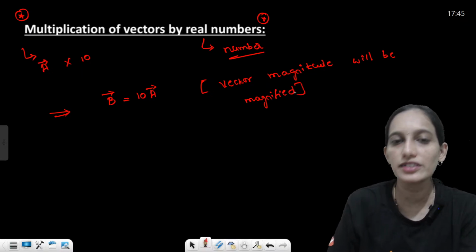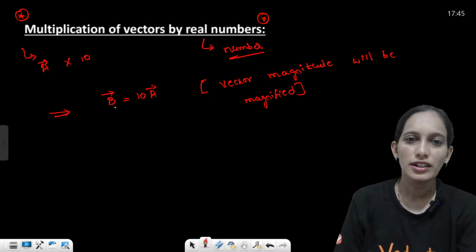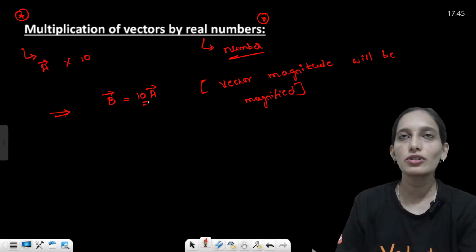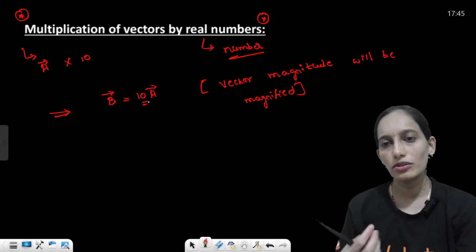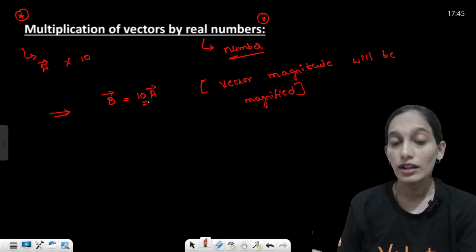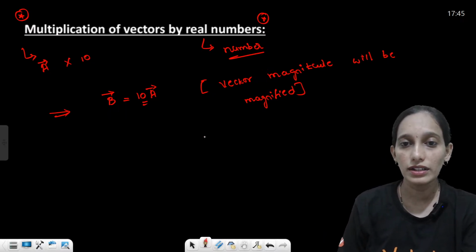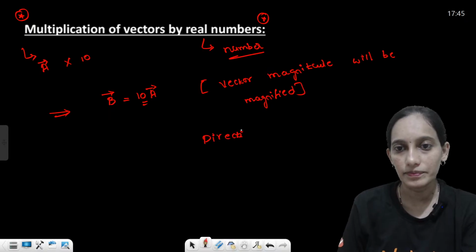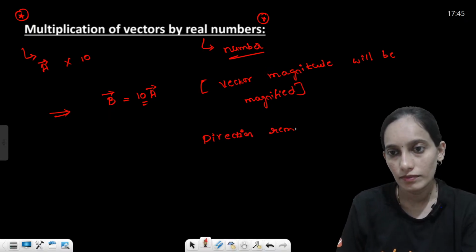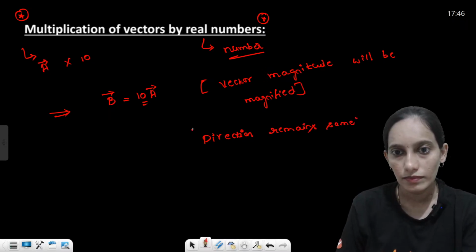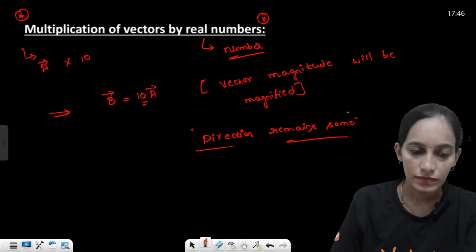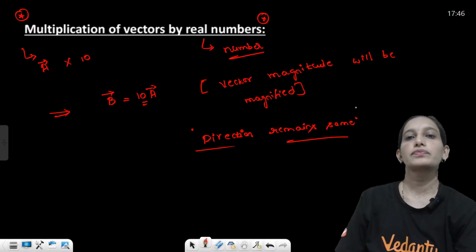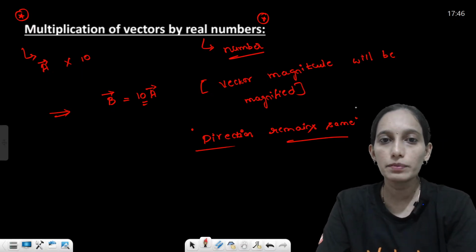Only the magnitude changes, or increases, depending on whether we are multiplying by 10 or 0.1. It need not always be magnified. We can understand it as the magnitude being changed. Direction remains the same, the direction does not change. So this is about vector multiplication by a real number.